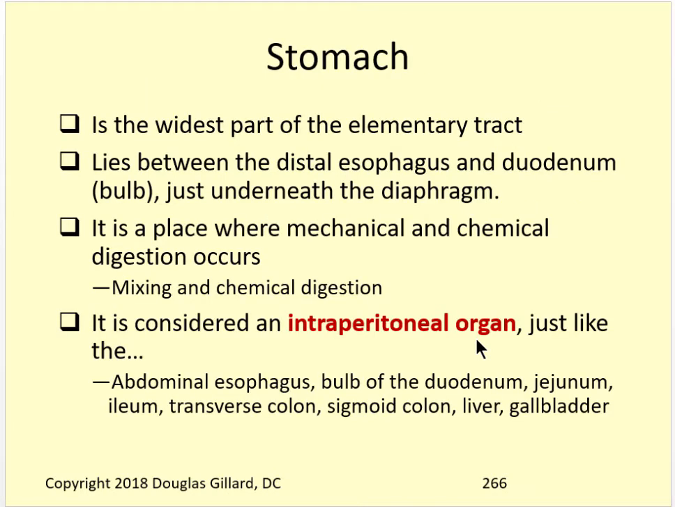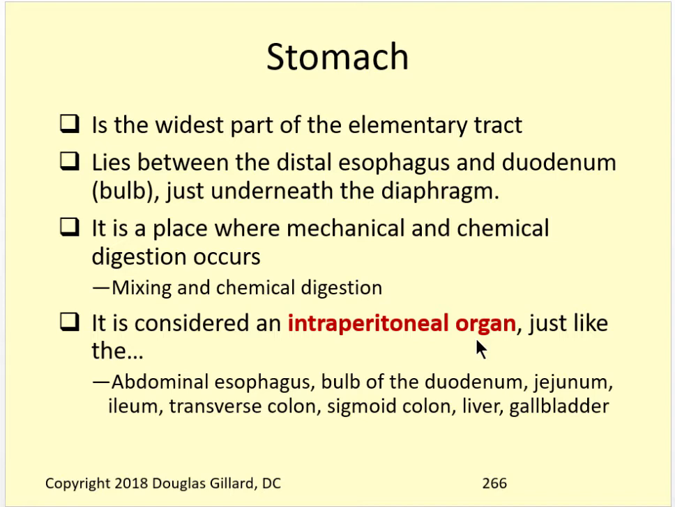So, start with the stomach. Hopefully, you know what the stomach is. We're leaving the esophagus, and now we're in the stomach. It's the widest part of the alimentary canal. It's between the esophagus and the duodenum, specifically the duodenal bulb. It's a place where mechanical and chemical digestion occur.